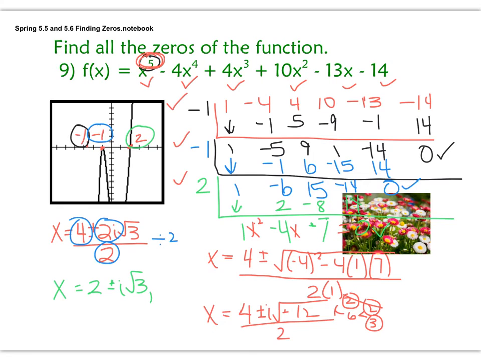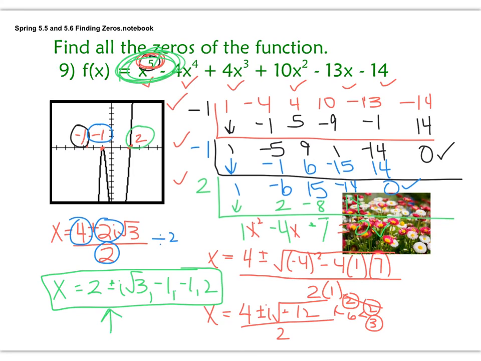And then we also had negative 1, and 2. So we should have 5 answers. So looking through here, 2 plus or minus i radical 3, that's 2 answers. Well, negative 1, and 2. So I have 5 answers. Notice 2 of them are imaginary. And the imaginary ones do not cross the x-axis. So that shouldn't have come as a shock that those ended up being imaginary.